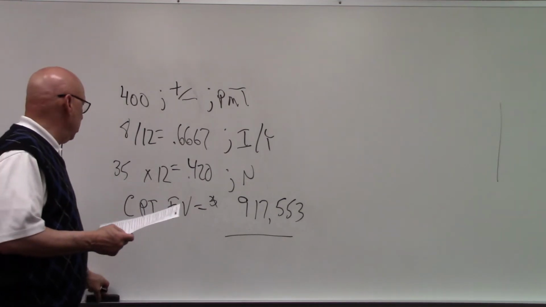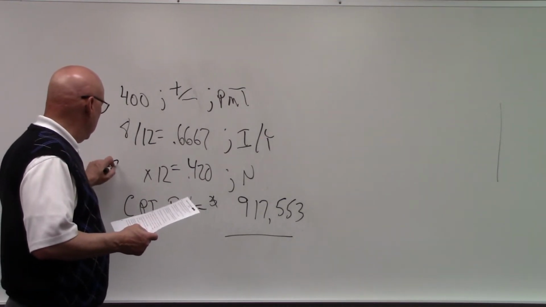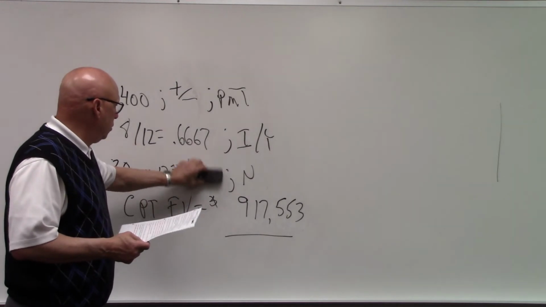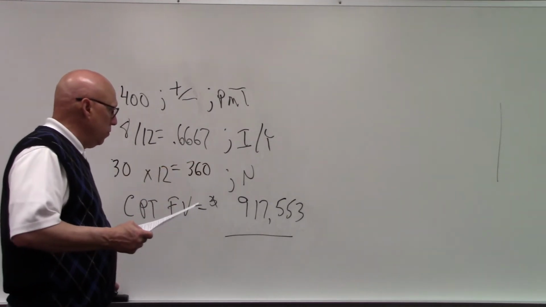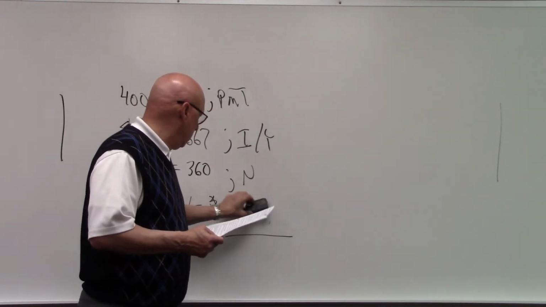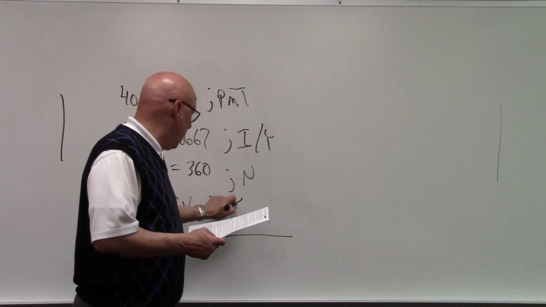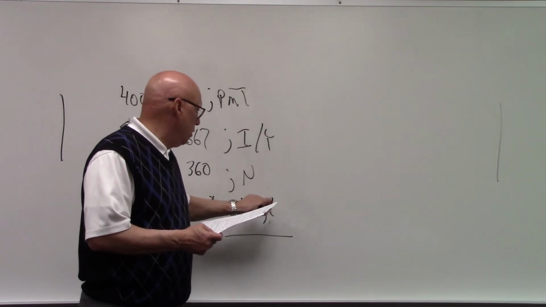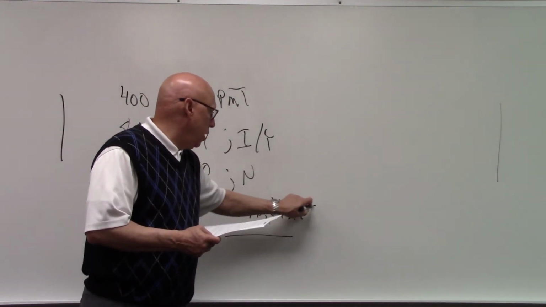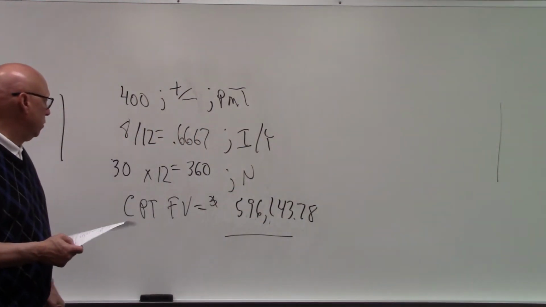All right, now let's change this to 30. Change this to 360. And this will change to $596,143.78. So boy, it cuts it in half almost.